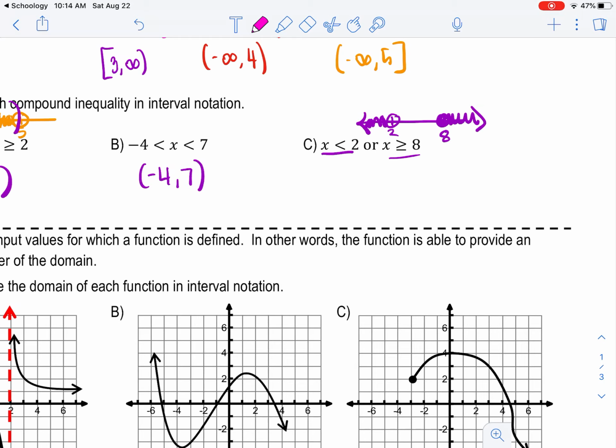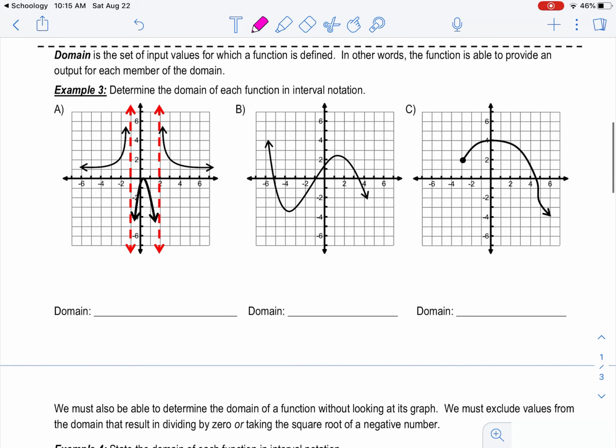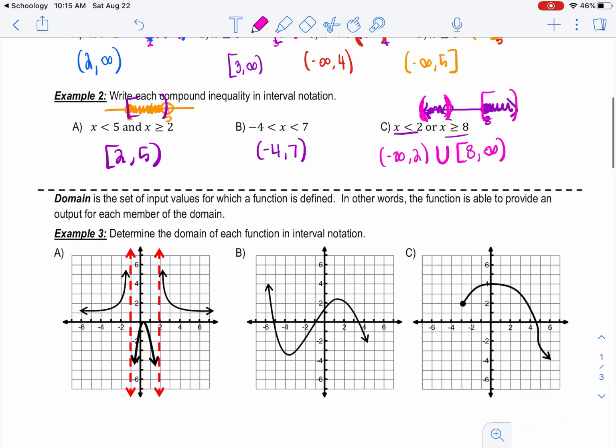So we'll start with this one on the left right here. This one starts, air quote, here, ends here. So negative infinity to 2, parentheses on both. And then you're going to use the union symbol. And then this one starts at 8, goes forever. So bracket 8 because it's closed, forever. Okay, I'm going to try to stop saying air quote, but that's what I would be doing in class. Okay, so that's just how to write it.